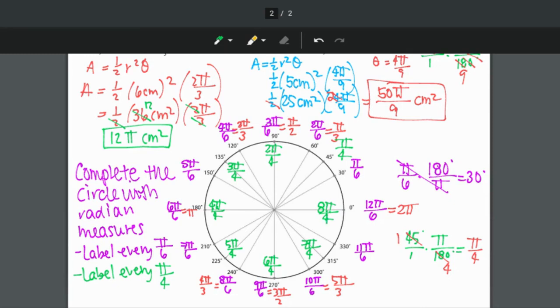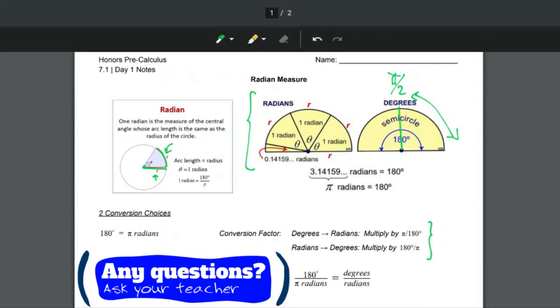So the biggest takeaway for today is to make sure that you know that 180 degrees is equal to pi radians, and you'll be using that conversion factor to change from degrees to radians or radians to degrees throughout the whole chapter, as well as the remaining trigonometry chapters.